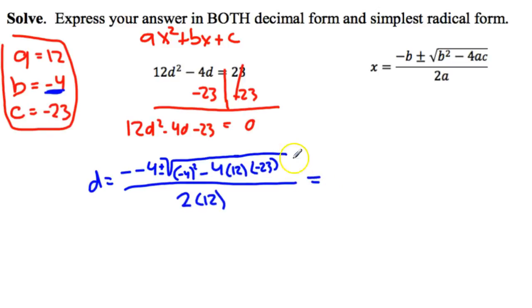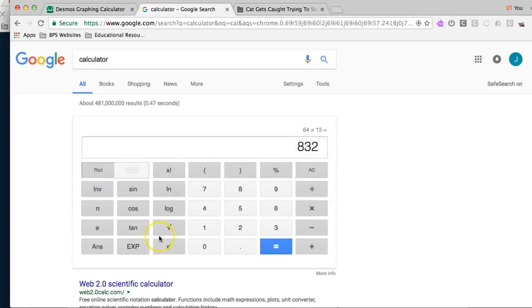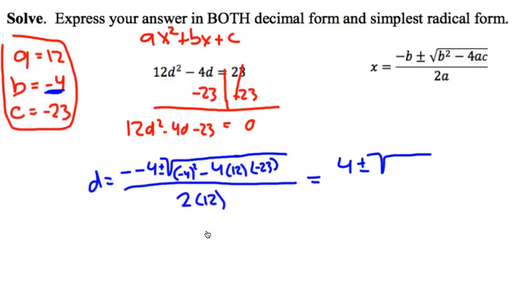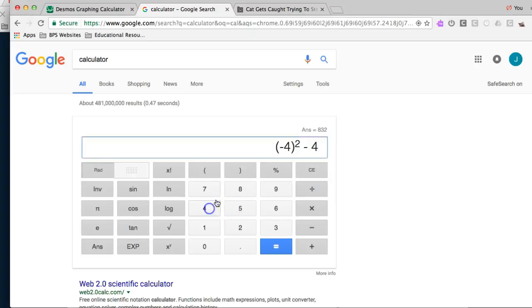All right, whew, that's an ugly mess. But let's simplify. So this negative becomes positive. So it's going to be 4 plus or minus. And now I'm going to put this whole thing in my calculator. Okay? Negative 4 squared minus 4 times 12 times negative 23. So remember parentheses. Negative 4 squared minus, let me refresh my memory, 4 times 12 times negative 23. All right, there we go.